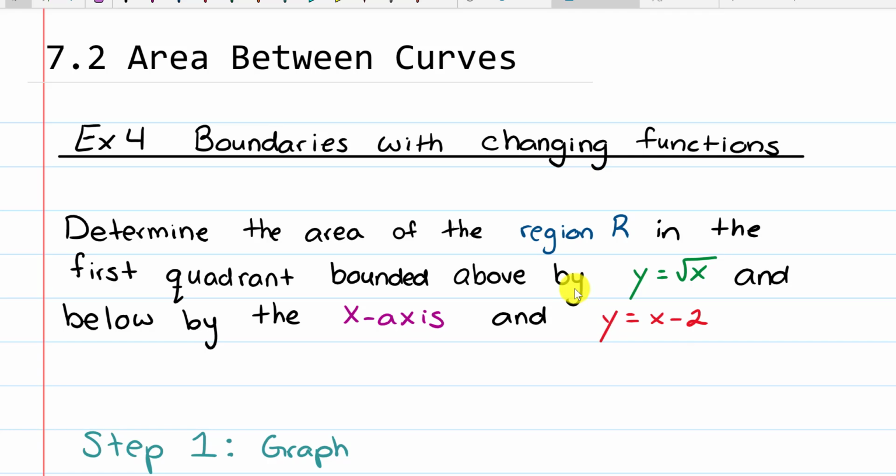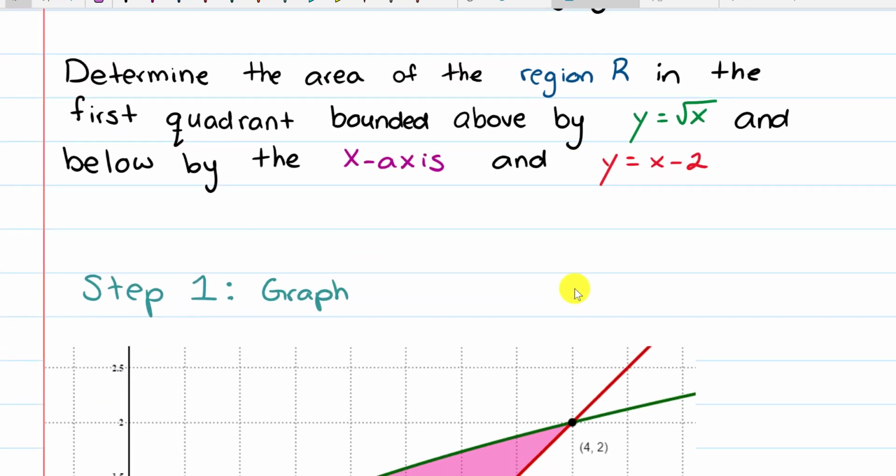Example 4. When the boundaries of the function can change. So in example 4, we're going to determine the area of the region R in the first quadrant, bounded above by y equals the square root of x, and below by the x-axis and y equals x minus 2. So if you graph all of these on your graphing calculator or graph them by hand, you'll get a graph that looks something like this.